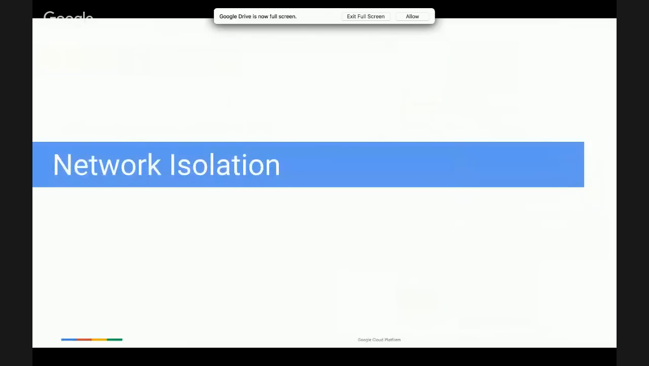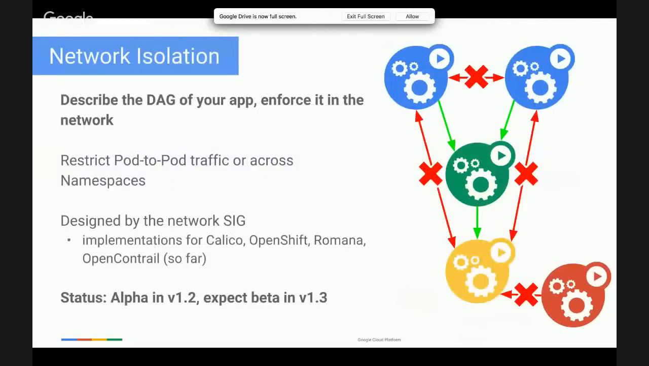And network isolation. The network SIG in the Kubernetes community is driving this effort. Say you wanted to define the traffic pattern, for instance, you have the front end pod. You don't want it to access the back end pod directly. You only allow it to access the mid-tier pod. You can do that with network isolation.